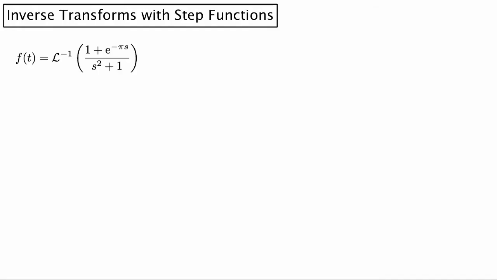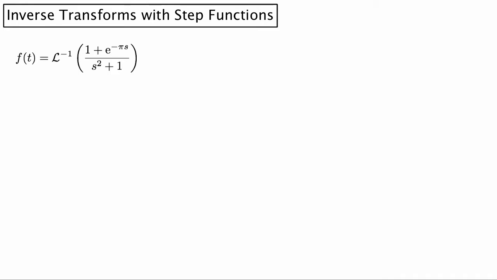Welcome to another podcast. In this episode, we're going to be taking a look at how to perform inverse transforms when step functions are involved. So I have just a short example that we're going to look at. I want to find the function f of t whose transform is given by (1 plus e to the negative pi s) over (s squared plus 1).